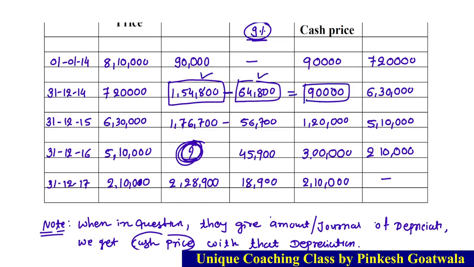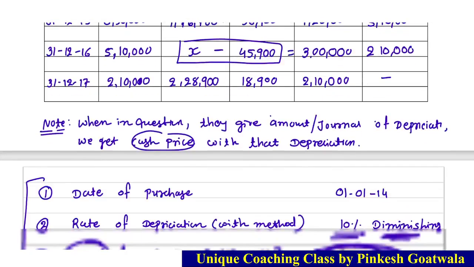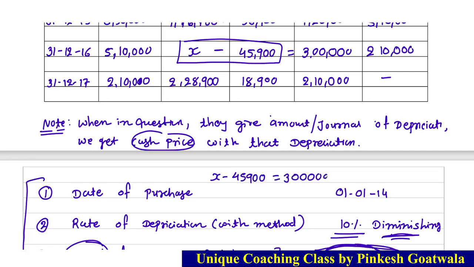So here you can also make an equation like this. Suppose here x, so from x we will less this, and you will get this 3 lakh, right? Clear? Now if you put the equation like this, x minus 45,900 is equal to 3 lakh. So tell me what will be the answer of x? 45,900 minus goes to the other side, so it becomes plus.